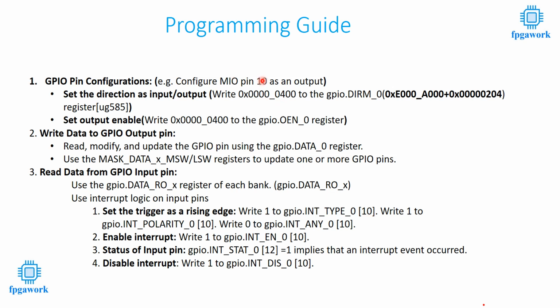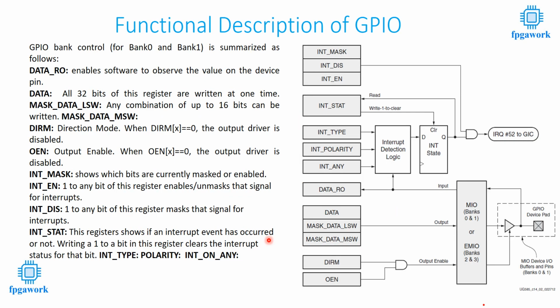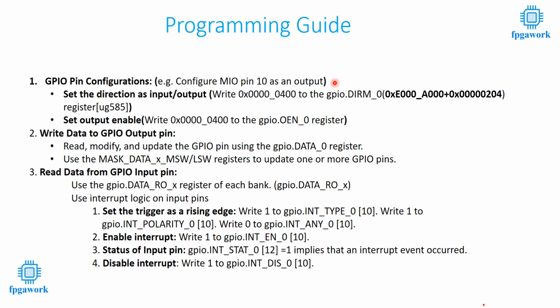If we configure MIO pin 10 as a rising edge, write 1 to interrupt polarity, which means positive edge. Write 0 to interrupt any, which means it will not be triggered on both edges. Enable interrupt, we just enable the interrupt. Okay, the interrupt is enabled. We will be checking the interrupt status. If it is 1, an interrupt has occurred, and we can do anything here on interrupt occurrence.